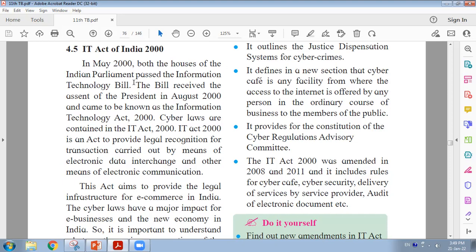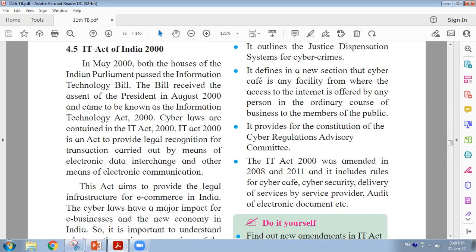In May 2000, both parliament houses passed the Information Technology Bill, and in August 2000, the President of India passed this IT Act, and from August 2000, it is known as IT Act 2000. Cyber laws are contained in the IT Act 2000. Different types of cyber laws are embedded in this IT Act.